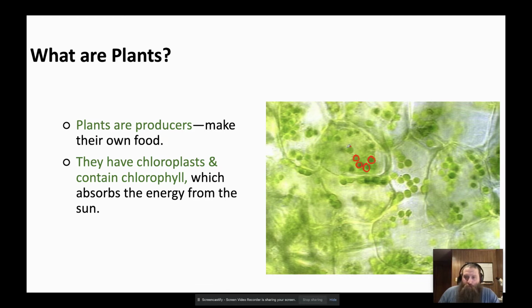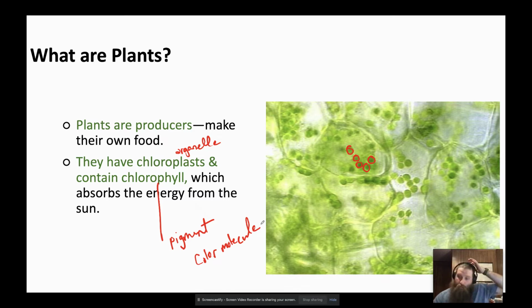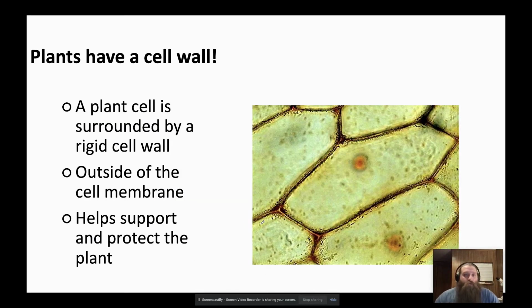These are chloroplasts, and chloroplasts are the organelle, and chlorophyll is the pigment. So this is a color molecule. And the pigment is actually what is going to absorb the energy from the sun. And the one that we're most familiar with is chlorophyll. But as we'll see in a moment, there is more than one type.